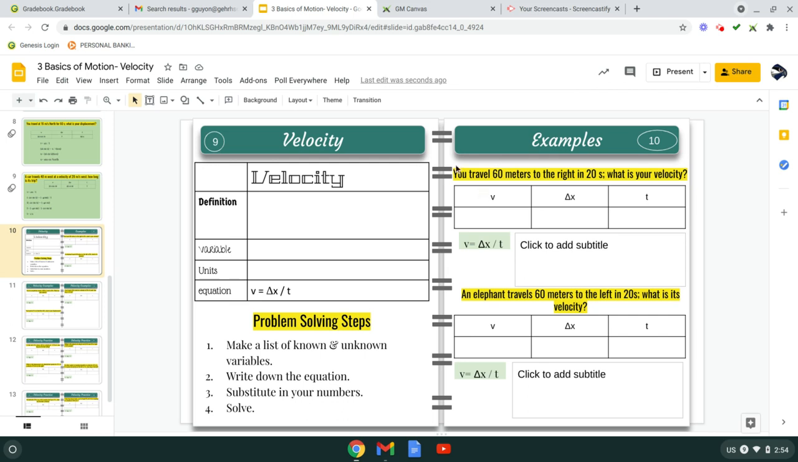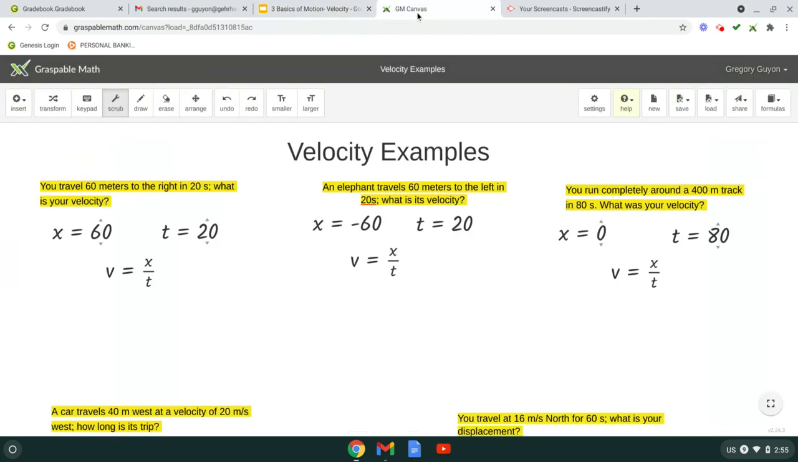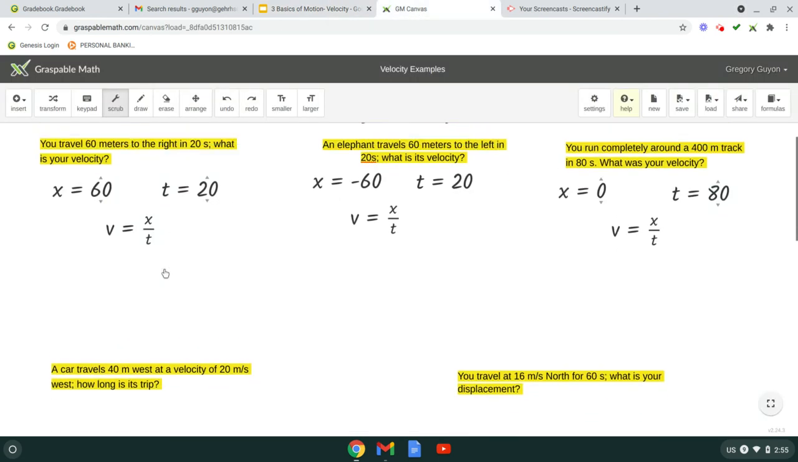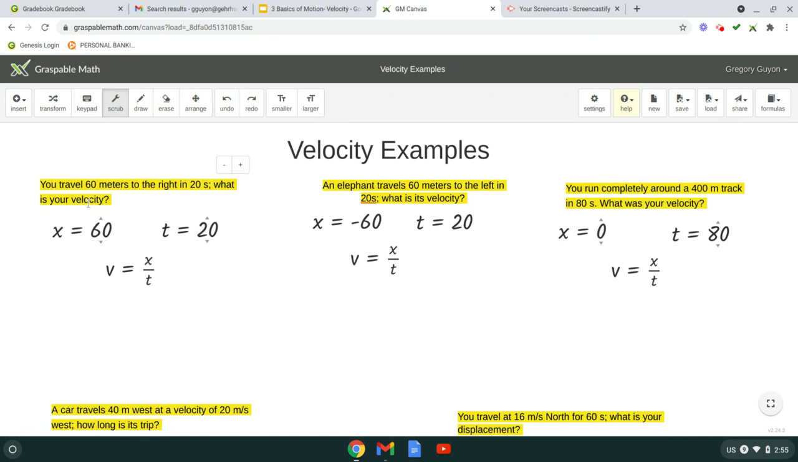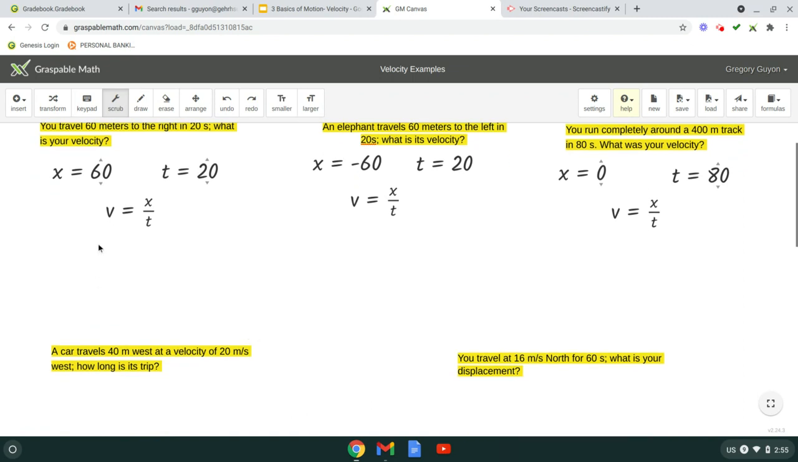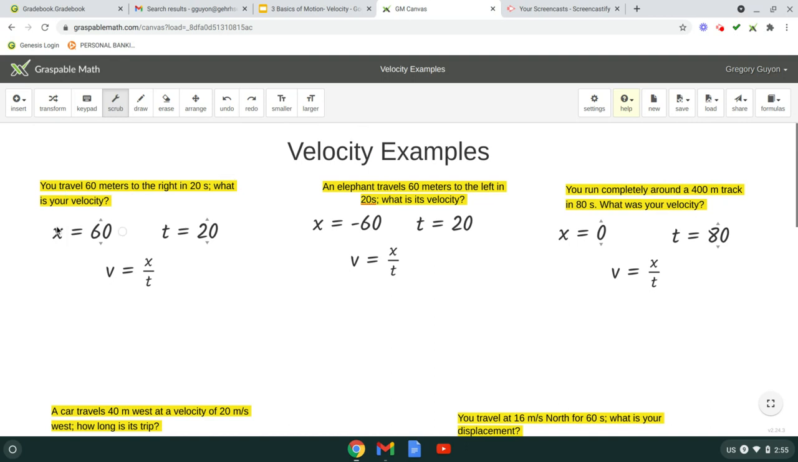On the right-hand side here, the first example problem says you travel 60 meters to the right in 20 seconds. What is your velocity? So our variables are v, delta x, and t. If you look on Graspable Math, I've set that up for you. The first three problems we've set up completely for you, and then we'll work on showing you how to set up the other two. Because we are looking for velocity, I'm not going to put velocity up here, but it is in our inventory, and we see that on the Google slide sheet.